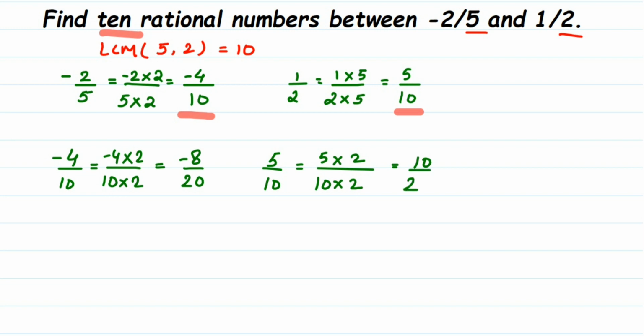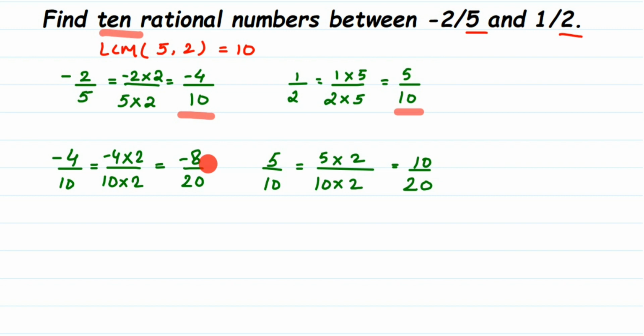Now you can see that between minus 8 and 10 we have a sufficient number, like we want 10 rational numbers, and we are able to find 10 rational numbers between minus 8 and 10. Yes, so we're going to conclude the answer. Now remember, there are infinitely many rational numbers.